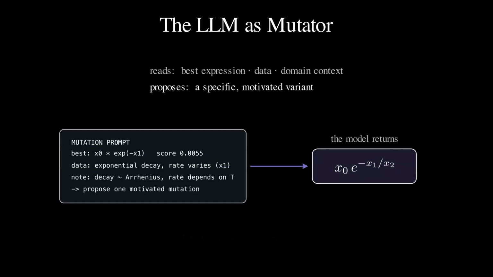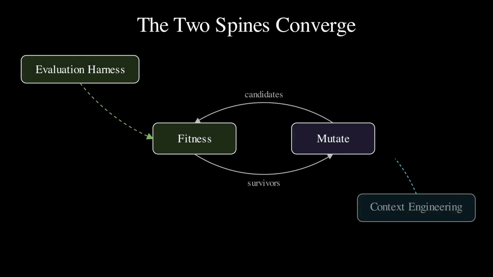The model returns x0 times e to the minus x1 over x2, a temperature-scaled rate, a motivated variation a blind mutation would find only by chance. The model carries priors about which variations are meaningful, and domain context makes those priors specific. That is the edge over even a mature library like PySR, whose edits stay blind. Now, the moment the whole series has built toward, the quality of the mutator is set by the quality of its context, and that context is where the 2 spines converge.